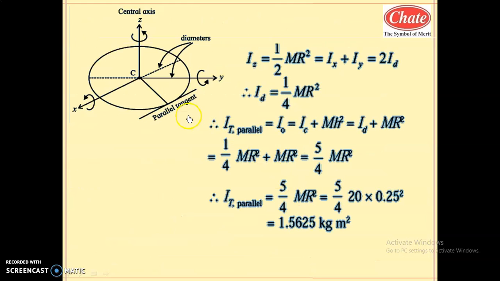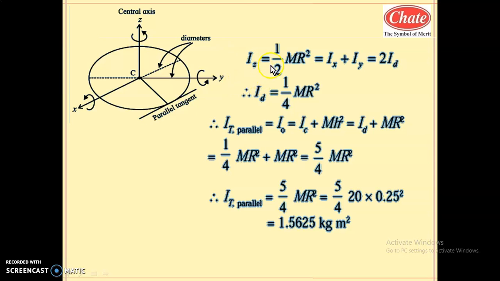Now let us find the moment of inertia about an axis which is tangent and lies in the plane of the disk. The axis passes through the center and perpendicular to the plane of the disk, so that is Iz, the central axis. And here the two axes, one is the x-axis and another one is the y-axis. These axes are called diameter axes, axes coinciding with the diameter of the disk.